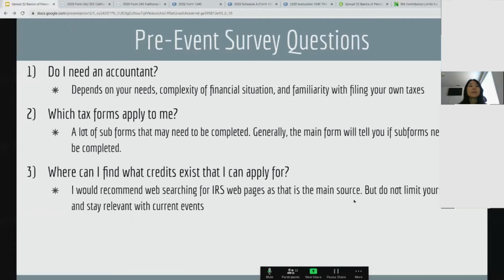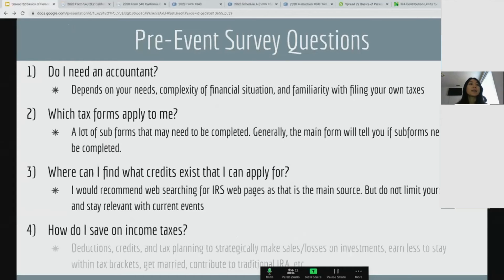But don't limit yourself to Googling, right? Stay on top of the knowledge and the current events that come out. Watch the news. You know, I wouldn't have known about the rebate credit for if you missed your stimulus if I didn't watch the news and know that you could file your taxes to get your stimulus payment if you didn't get it. How do I save on income taxes?